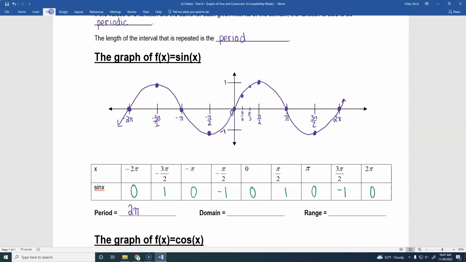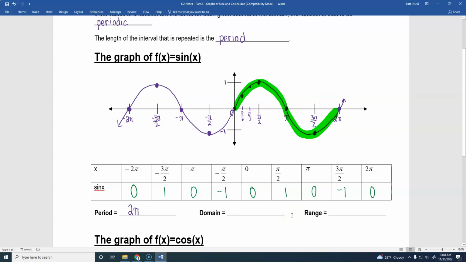And if you look at, if I highlight on this graph right here, that interval from 0 to 2 pi, if I made a stamp that was just this section right here, I could graph the whole thing just by using that stamp, and then put the next stamp down. It's just this over and over and over again.